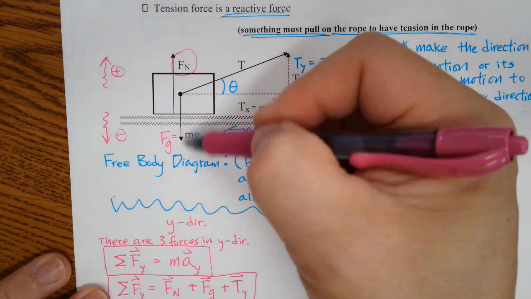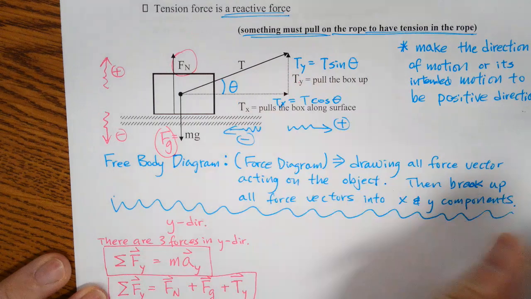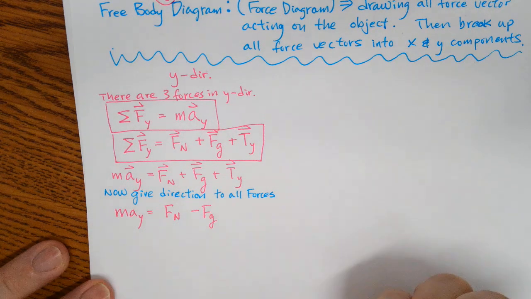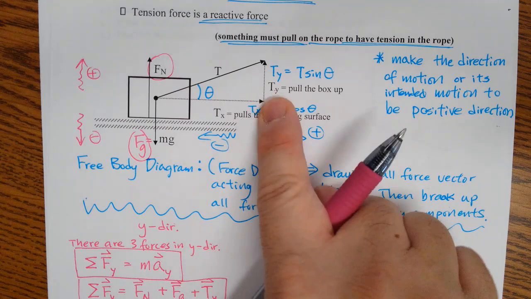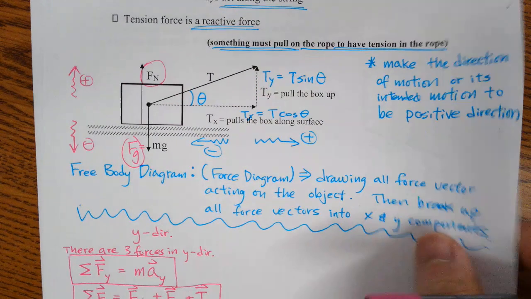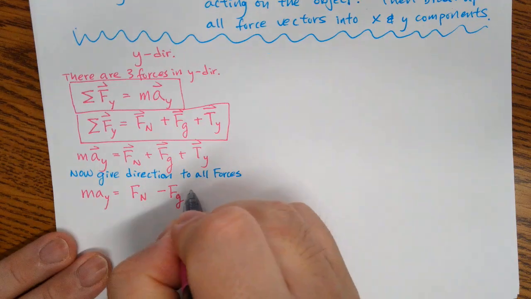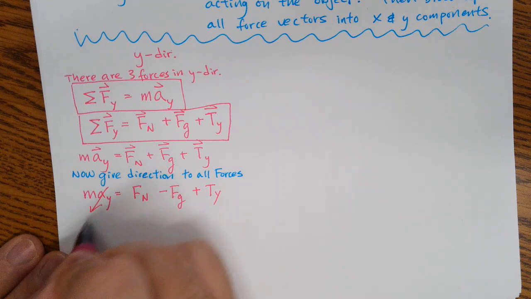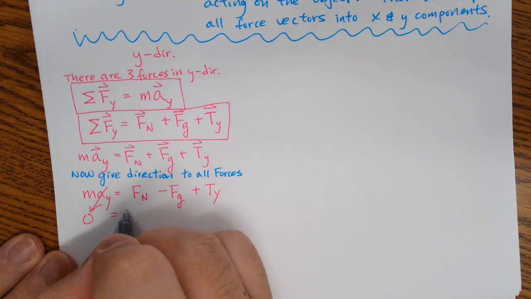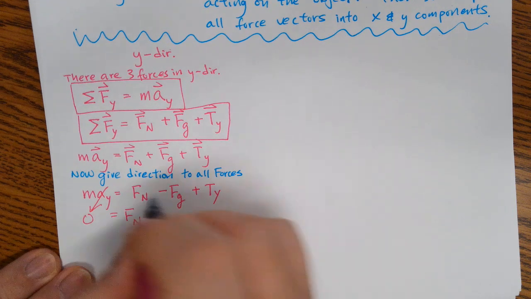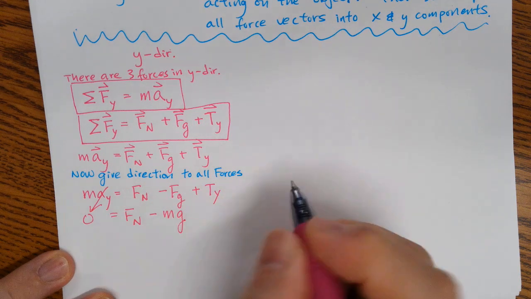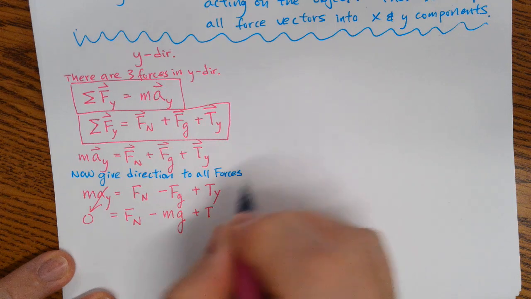My FG, however, is pointing downwards, so I'm going to call that negative direction. So my FG is negative FG. My TY is pointing upwards, so it's positive direction. So my TY is positive, so plus TY. And if I consider my acceleration in the y direction to be zero, my zero is equal to F normal minus mg plus T sine theta.